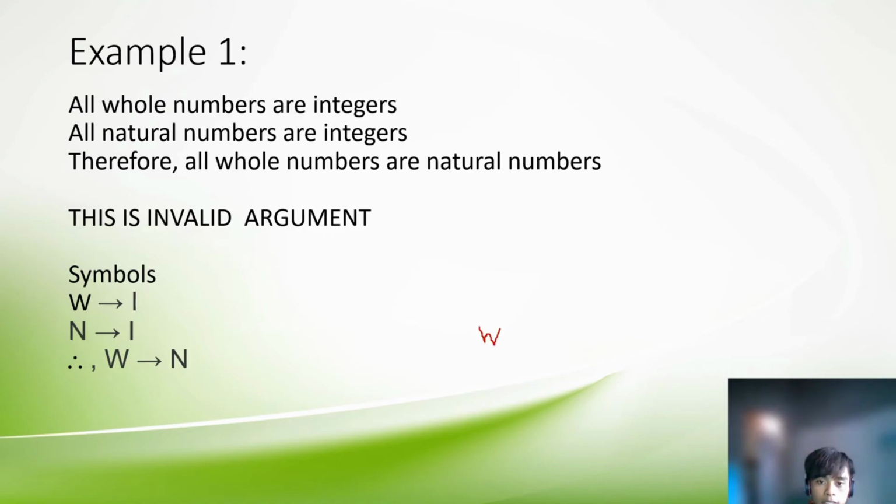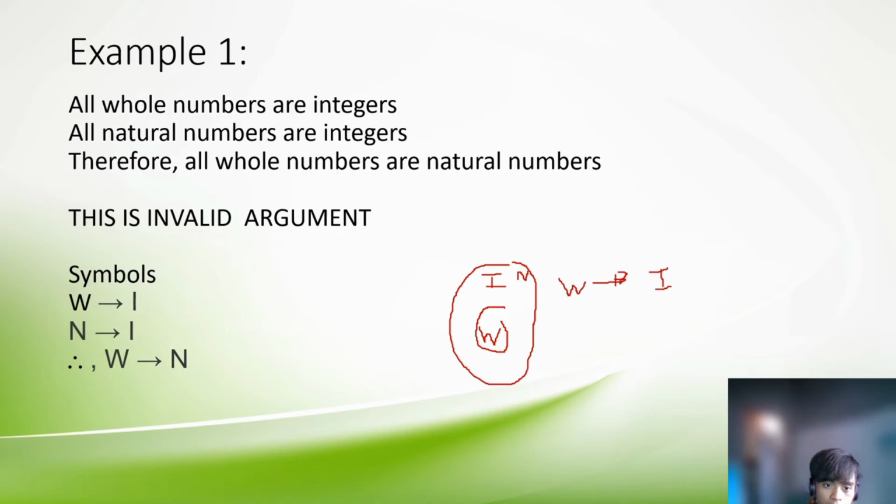W is linked to I, and N links to I. As you can see, W is not chained to N because the N is found over here. In this scenario, W links to I, but the given is W links to N. So I can say that this is an invalid argument. I can prove it.